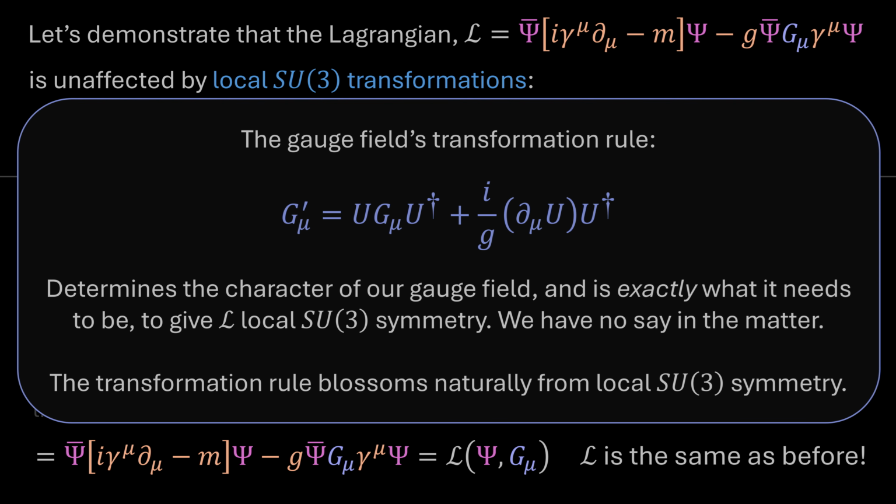And so from that perspective, we recognize that the gauge field blossoms naturally from local SU3 symmetry. So the transformation rule is not arbitrary, it's not some random thing. No, it's deeply and inexorably connected to the nature of local SU3 symmetry.